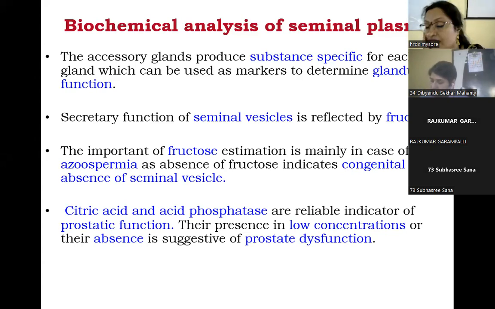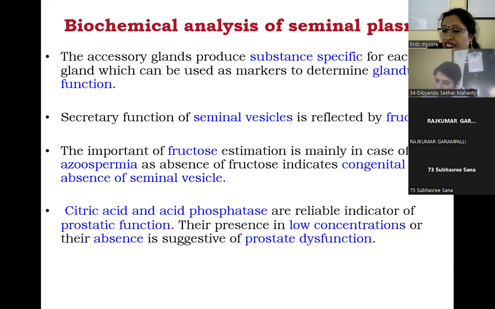There's a biochemical analysis of the seminal plasma and the accessory glands. We have a primary reproductive organ, that's the testis. Accessory reproductive organs are the epididymis, where the maturation of the spermatozoa happens, then seminal vesicle, prostate, vas deferens; all these are considered accessory reproductive organs. Not only the testes or the epididymis, but the health of the accessory glands is also very important. The accessory gland produces substances specific to each gland, which can be used as a marker to determine the glandular function. Each one could act as a marker in diagnosing infertility.